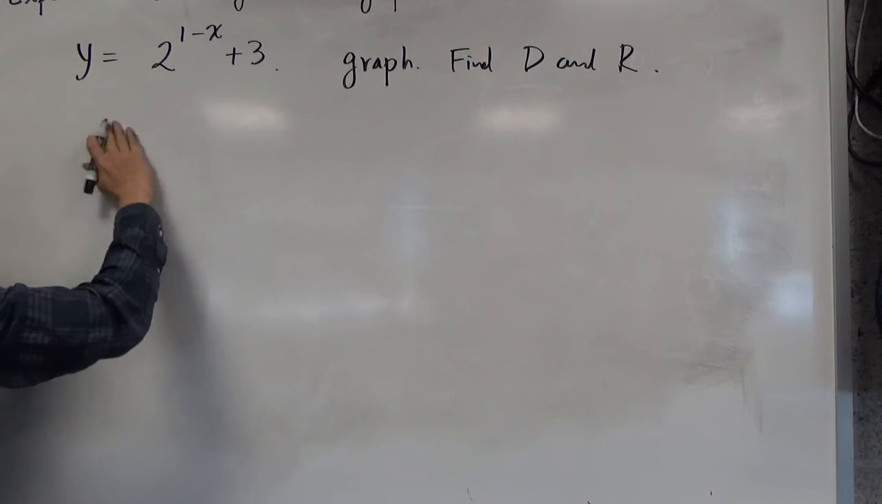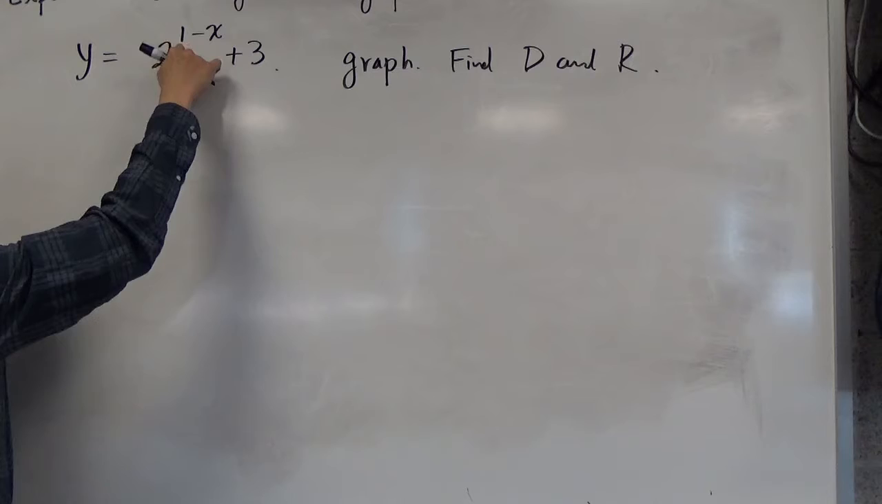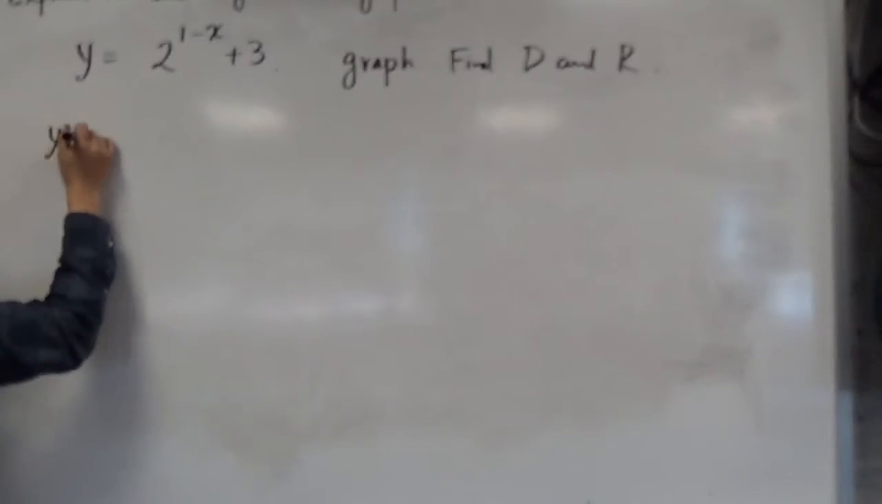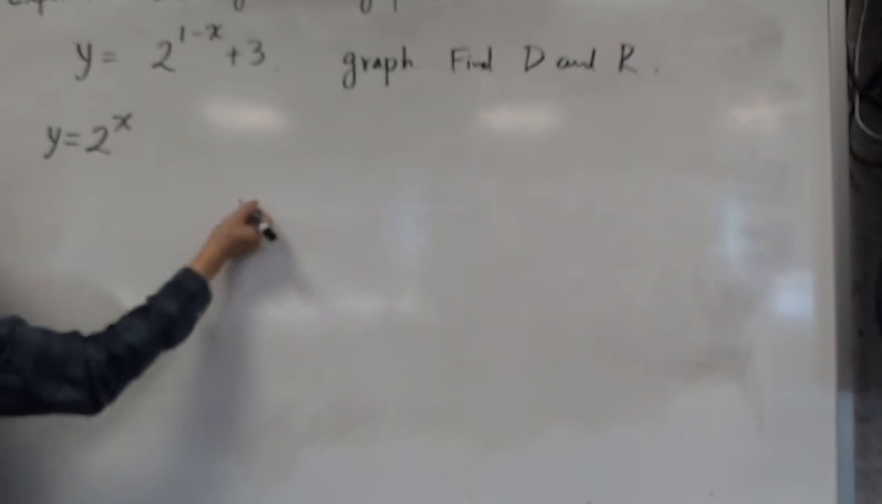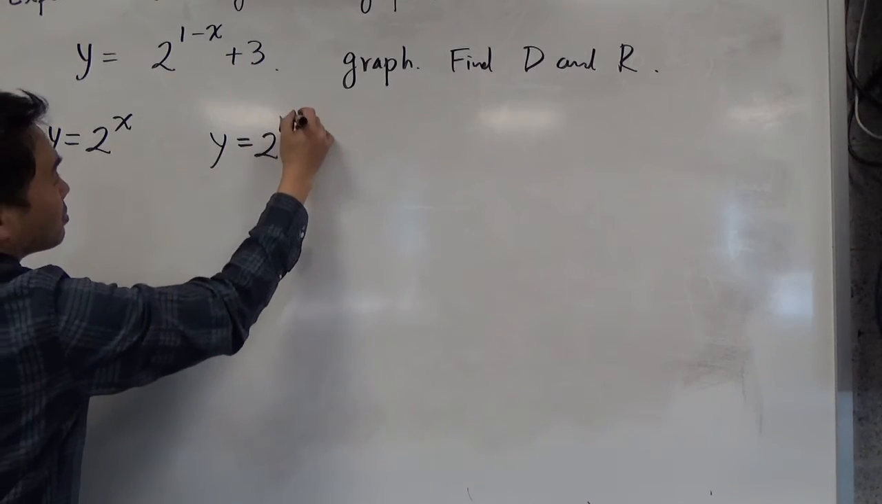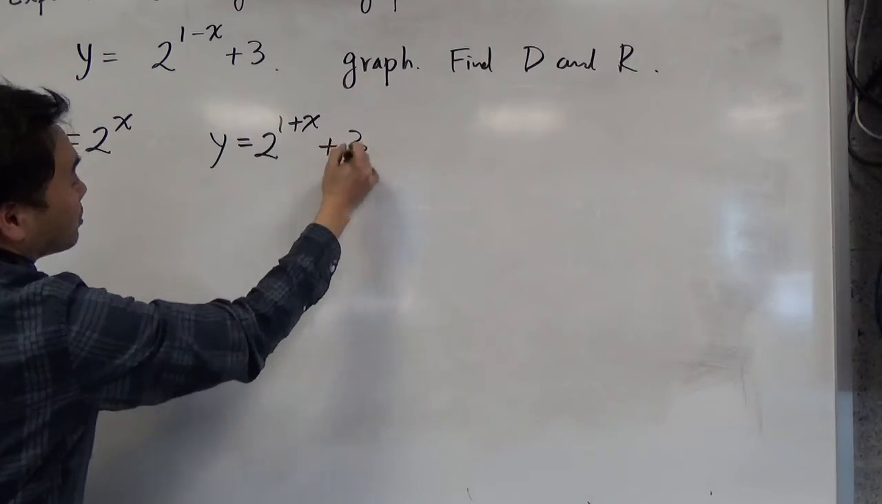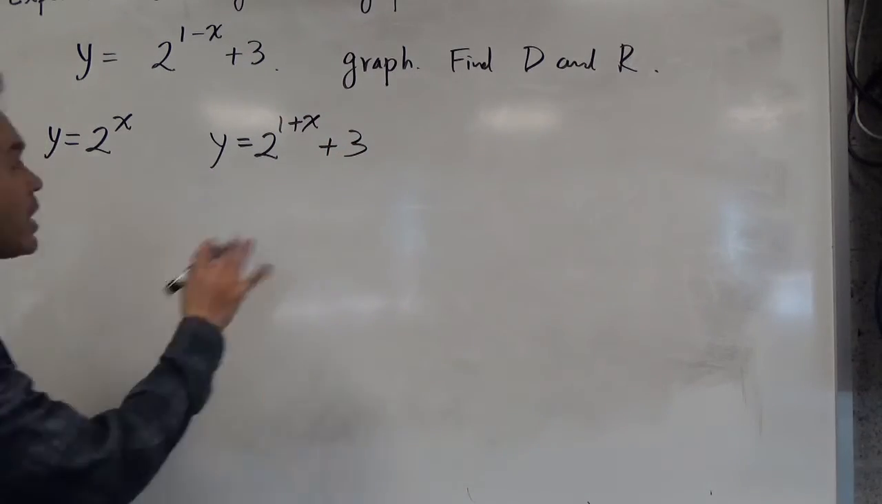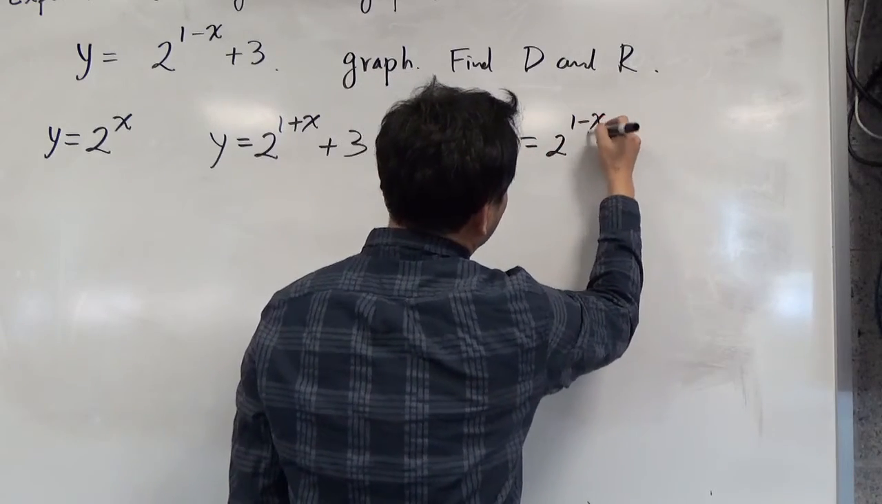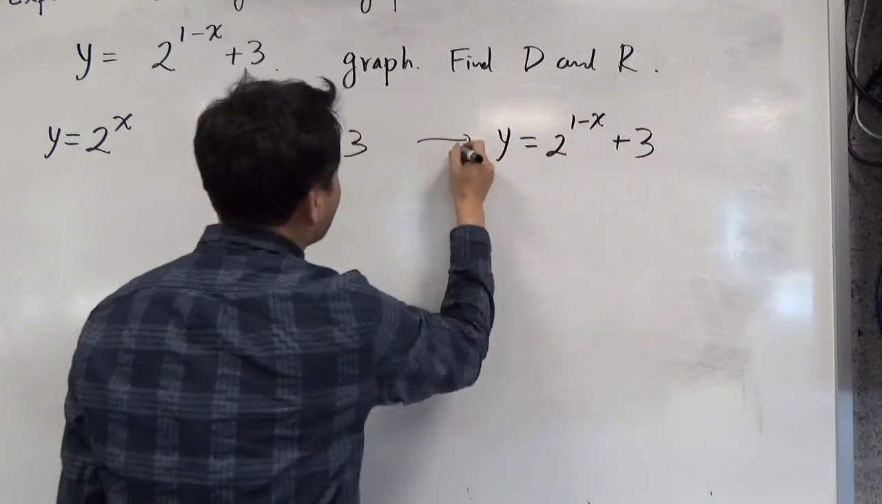There's no minus here, so the first thing I want to do is think about this 1 and 3. So what I want to do is first I start with y equals 2 to the x, and then I put these numbers in, so y equals 2 to the 1 plus x, plus 3. And then only after that I want to apply that negative and see what happens.